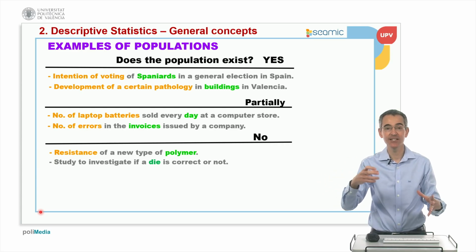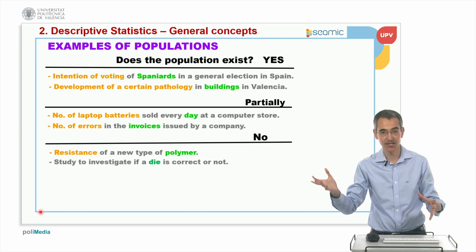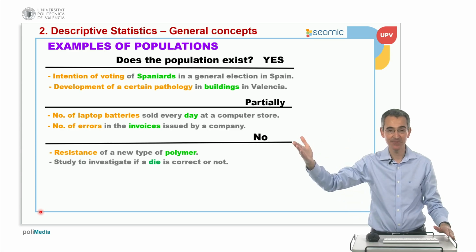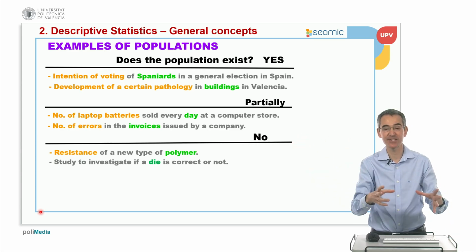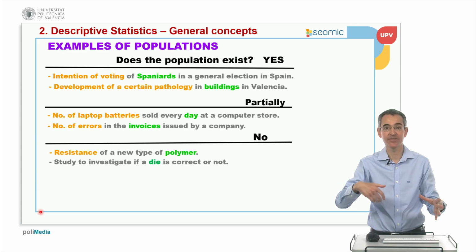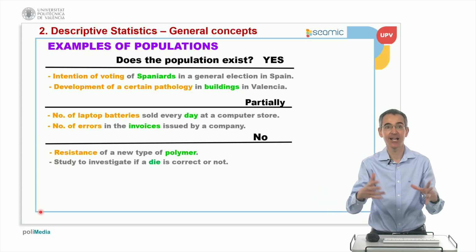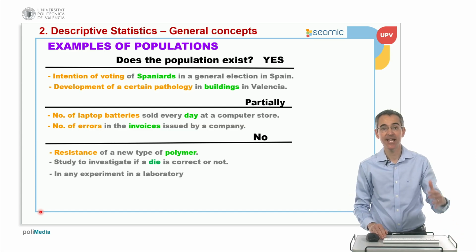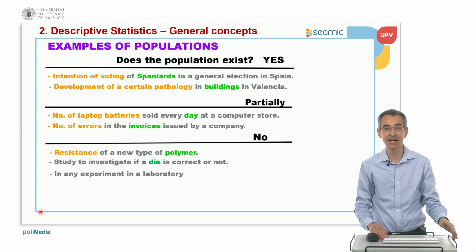So I want to check if the probability to get the numbers from 1 to 6 is the same or not. So the way to check this is obviously to throw this die many times and to check the frequency of the values. So the individuals of this population will be every value that I get when I throw the die. But until I carry out this experiment, I don't have the individuals of this population. Okay? So in general, in any laboratory experiment, until I carry out the experiment, I don't have the individuals of this population.